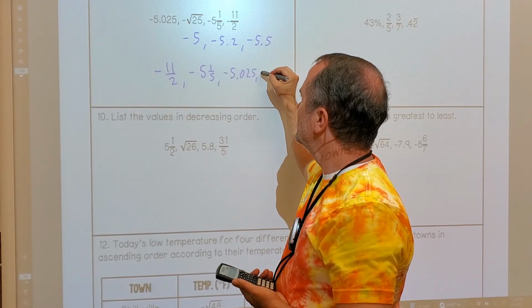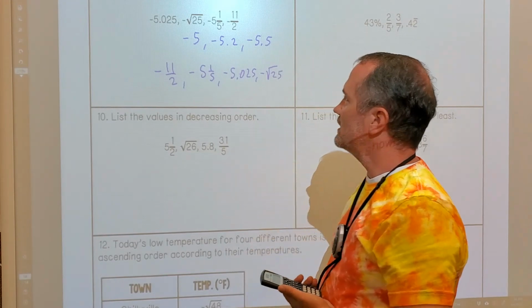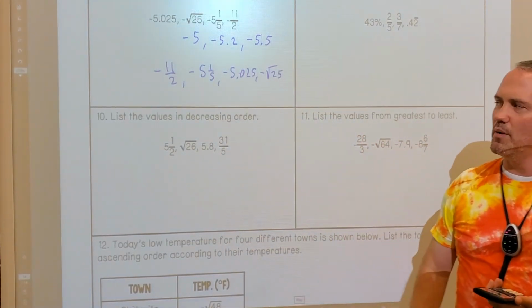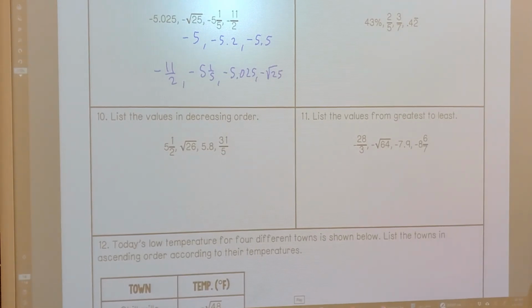-5.025 and negative square root of 25. Okay, that's least to greatest, which is the opposite because they're all negative, which can be tricky and backwards and annoying.